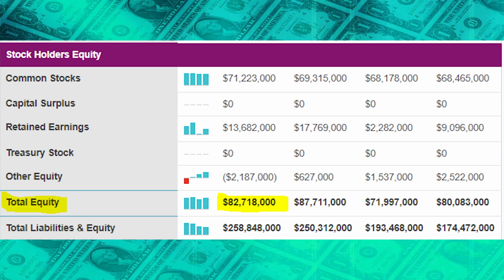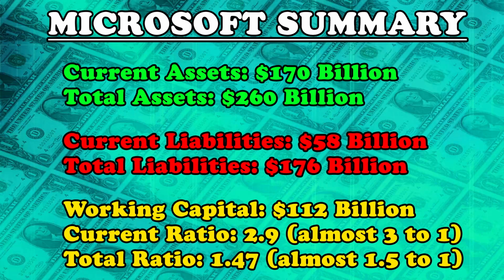But to summarize the main parts, Microsoft had current assets of almost $170 billion versus current liabilities of $58 billion, giving them a current ratio of almost 3-to-1, which I think is very strong. And then their total assets came in at almost $260 billion versus total liabilities at $176 billion, which gives them a total ratio of around 1.4-to-1, which is pretty decent. Nothing really special, but it's pretty decent still.